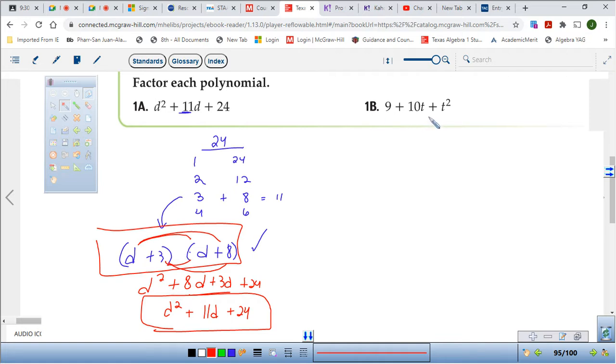Let's switch this over. T squared plus 10t plus 9. Factors of 9, guys. 1 and 9. You look at that, they add up to 10. I'm going to stop there. 3 and 3, right? So those are all my factors. We're going to go with t plus 1 and t plus 9. Yeah, that's it.